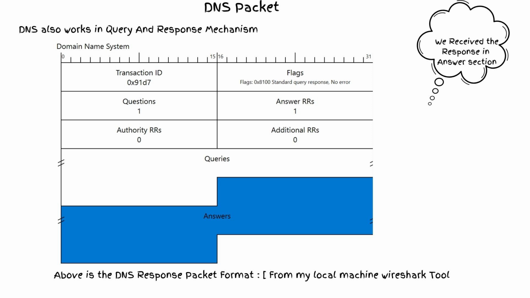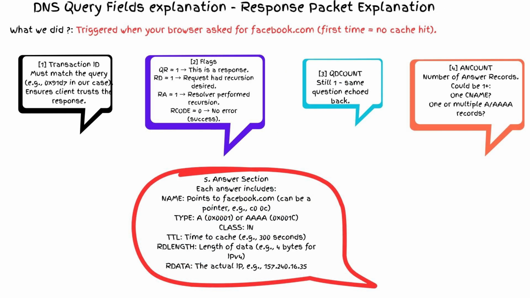So let's understand what a DNS response packet actually looks like, as you can see on the screen. This is what the DNS server sends back to your computer after successfully finding the IP address for facebook.com. That means your DNS server has resolved that particular domain name for you.